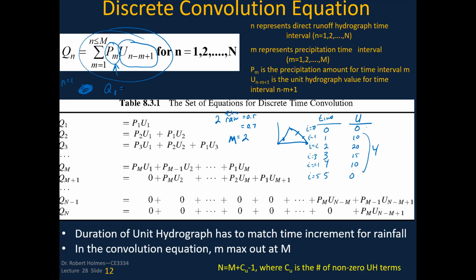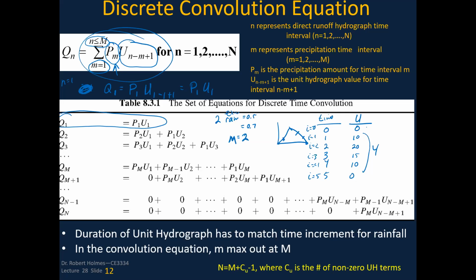So Q1 is equal to the sum of M equals 1 to N, so long as N is less than or equal to capital N. Again, capital N is 2 in this particular example. So we're going to go from 1 to 1 when N is equal to 1 here. So I've got P1, U, N is 1 minus M, which is 1 plus 1. So that means that's P1, U1. And you can see that that works out right there.